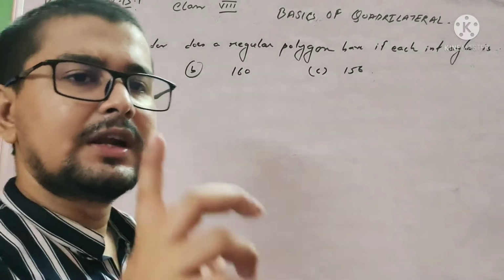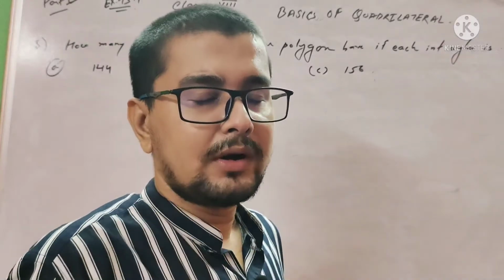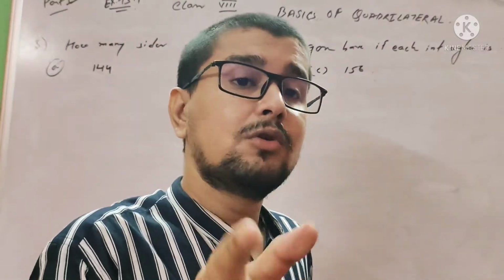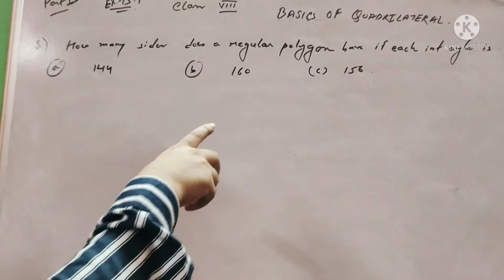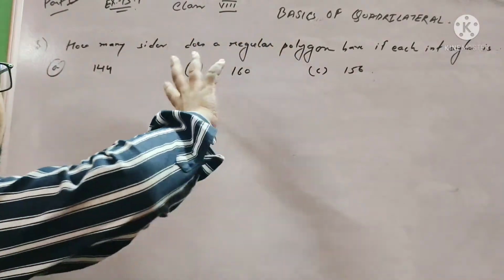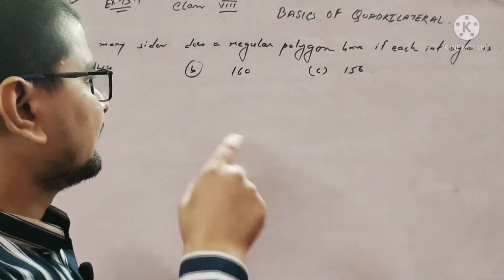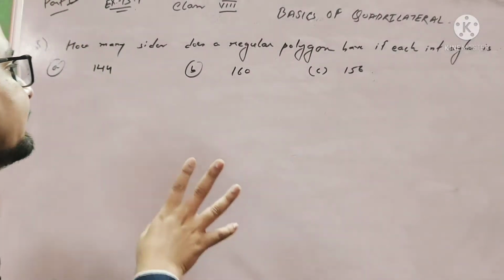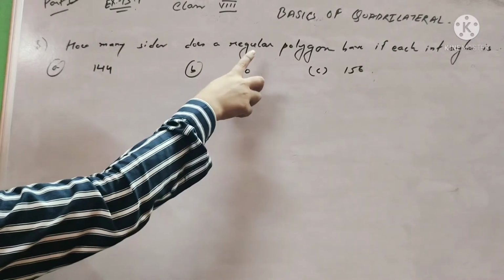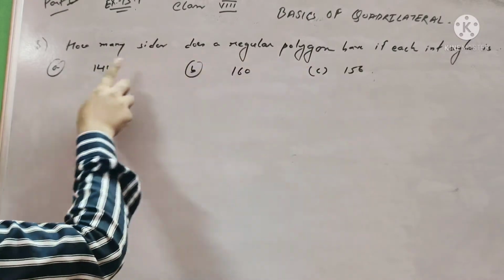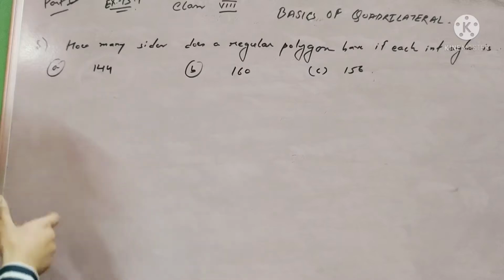Polygons means figures. A quadrilateral has 4 sides, a triangle has 3 sides, 5 sides is called a pentagon, 6 sides a hexagon, 7 sides a heptagon or septagon, 8 sides an octagon, 9 sides a nonagon, 10 sides a decagon, like this manner. So how many sides does a regular polygon have if each interior angle is 144?